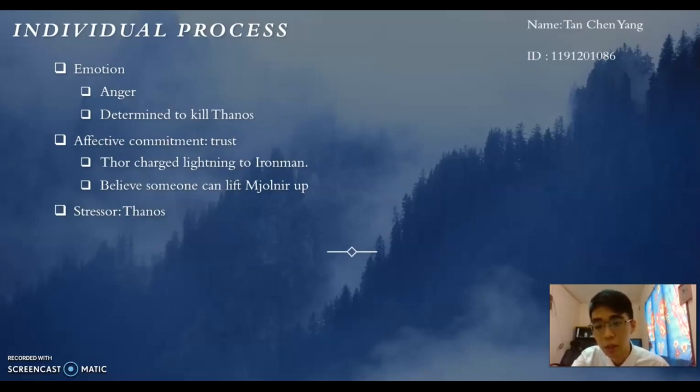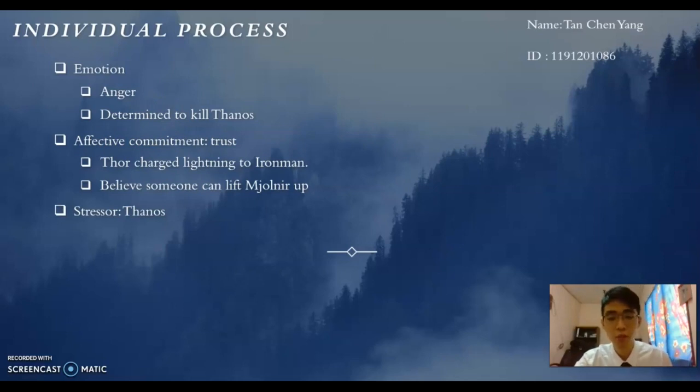For affective commitment here, it is trust. Thor believes that Iron Man is able to hold up his lightning power or thunder, so he charged the lightning into Iron Man. This action provides a more powerful laser to shoot at Thanos.